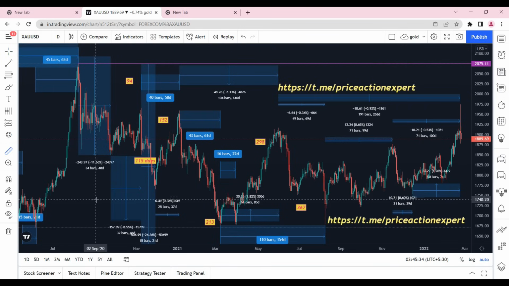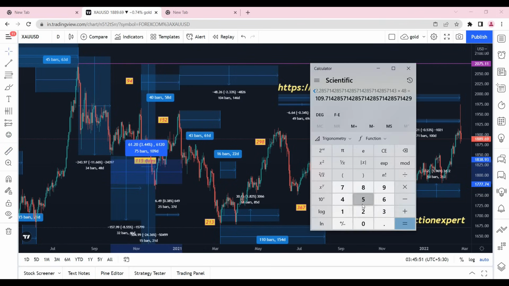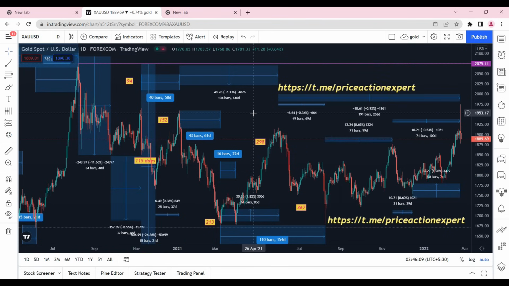So from here I'm going to take 109 or 110 days. Exactly at this low, the initial drop, it stops here and there is a little bit of retracement here. Now again I'm going to multiply that by the same number. That will give you exactly 250 or 251 days.